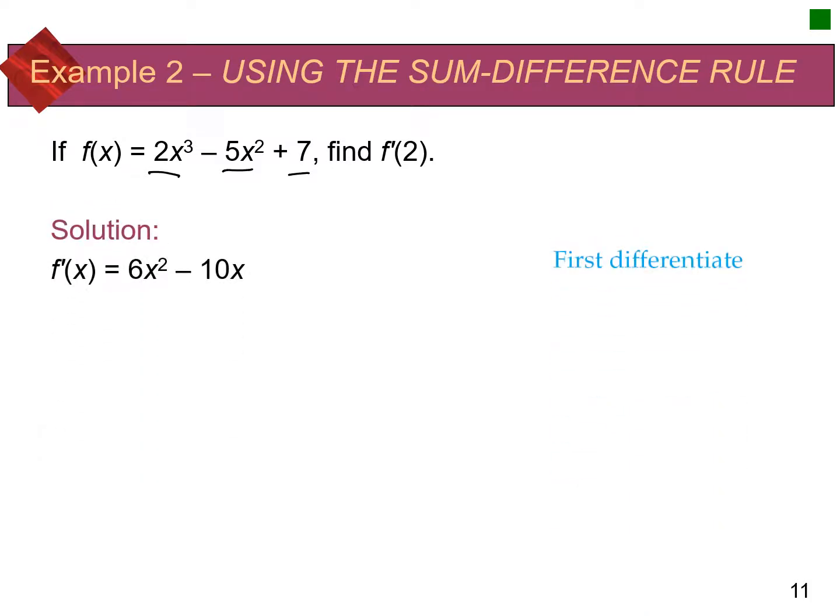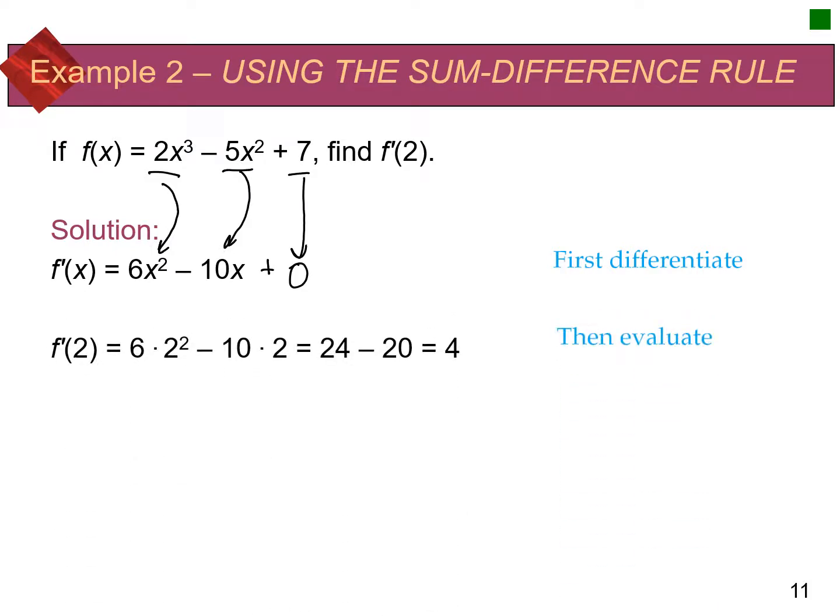when I take the derivative of 2x cubed, I get 6x squared. When I do the derivative of 5x squared, I get 10x. And what you don't see here is that I do have a plus 0, because the derivative of that 7 is nothing. So f prime of x is just going to be 6x squared minus 10x. Now, f prime of 2 is me simply plugging 2 into that new function, so everywhere there's an x, I replace it with 2. I get 6 times 2 squared minus 10 times 2, which is 24 minus 20, which is 4.